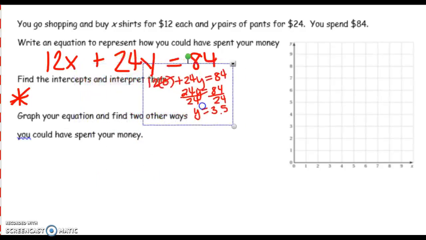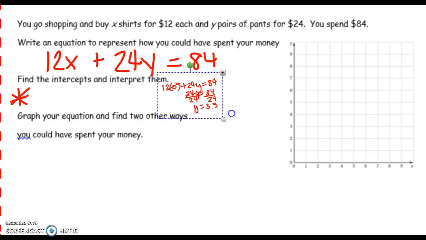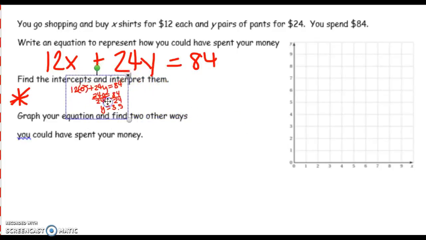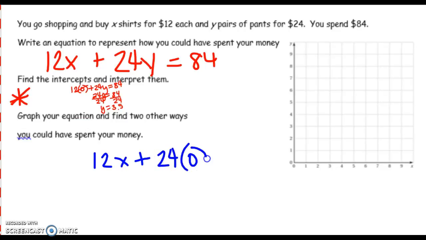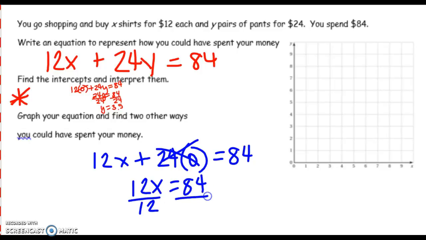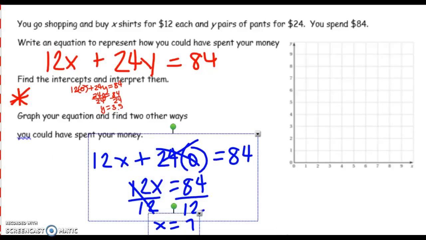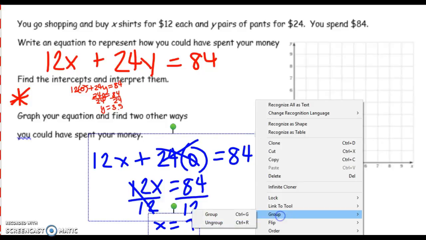From here, I can also do the same thing, except this time I'm going to plug in 0 for y instead of x. So I'm going to do 12x plus 24 times 0 equals 84. So I know that this goes away. I know that 12x equals 84. And I'm going to divide both sides by 12, which will cancel. And I know that x equals 7. Okay, again, I'm going to shrink this all down, move it up to where you should have it written.